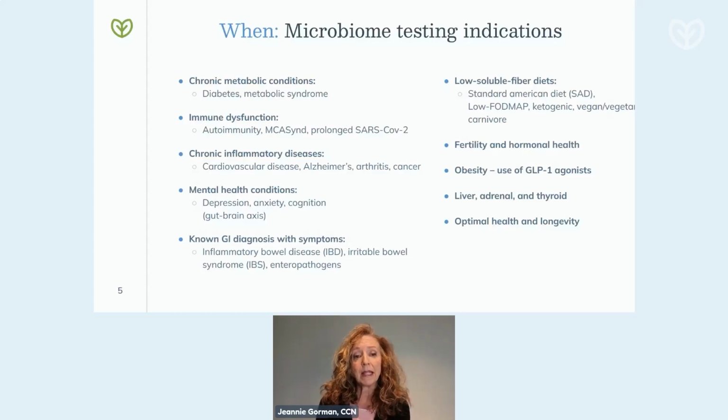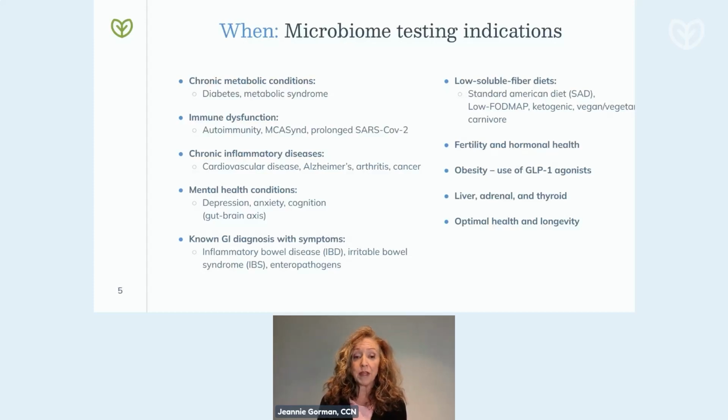The chronic metabolic conditions like diabetes and any other metabolic syndrome, immune dysfunction or insufficiencies, chronic inflammatory diseases, of course, mental health conditions. So remember that gut-brain axis. Any known GI diagnosis, of course, you want to keep track of that patient and how the microbiome is doing. Any low soluble fiber diet patient. So consider all of the low FODMAP patients out there or the standard American diet patients that are out there, apart from the more specialized ketogenic or vegetarian lifestyles.